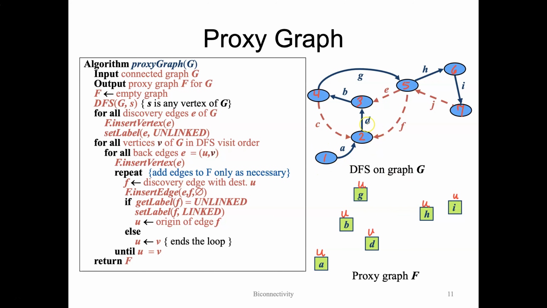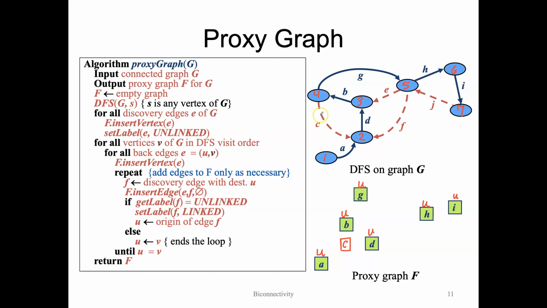Now we have a couple back edges going into 2 to choose from. Let's just say we evaluate this one first. It doesn't matter which one we evaluate first. Now we're going to add this back edge C as a vertex in our proxy graph. So I'm going to put it here. Here's our back vertex C corresponding to this back edge C here. And we're going to only add edges as necessary.